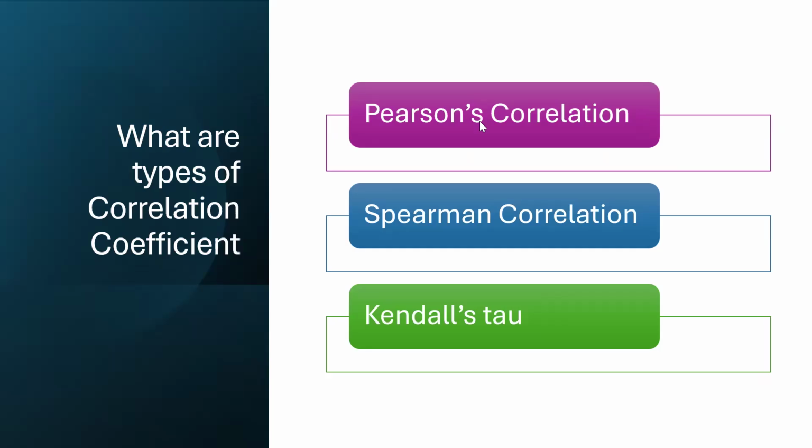There are different types of correlation. We applied the Pearson one, and there are also the Spearman and the Kendall Tau. Okay, we will be going through them one by one.